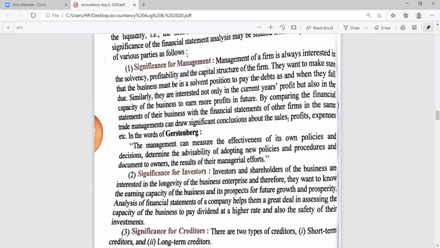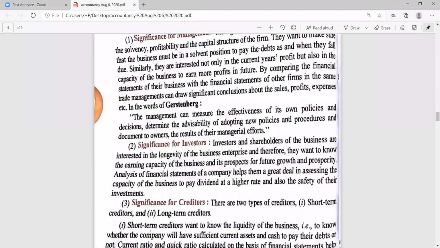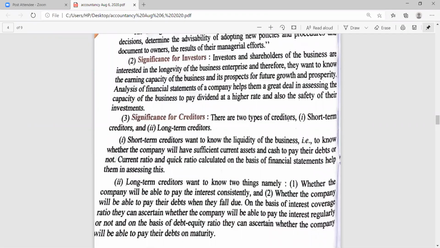Now, the significance to investors. Investors are the persons who invest money in the business in the form of shares or debentures, or by providing loans to them. Investors and shareholders of the business are interested in the longevity of the business enterprise, and therefore they want to know the earning capacity of the business and its prospects for future growth and prosperity. Analysis of the financial statements of a company helps them a great deal in assessing the capacity of a business to pay dividends at a higher rate, and also the safety of their investments.